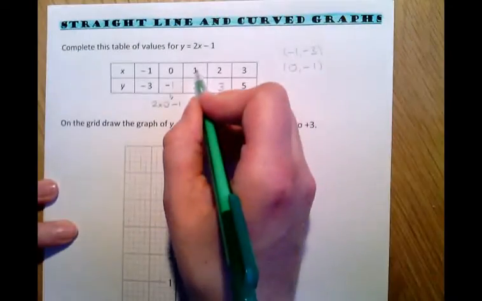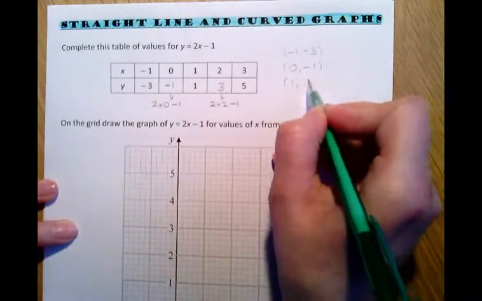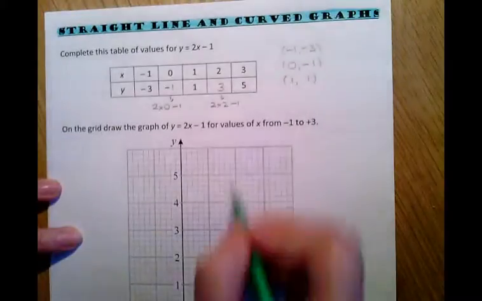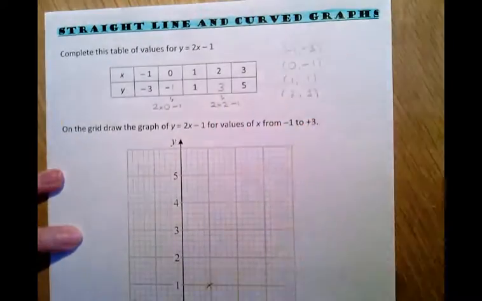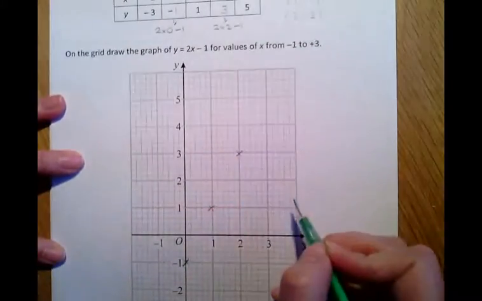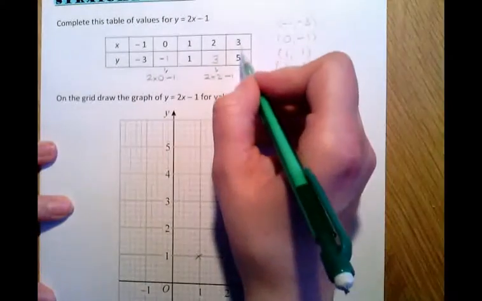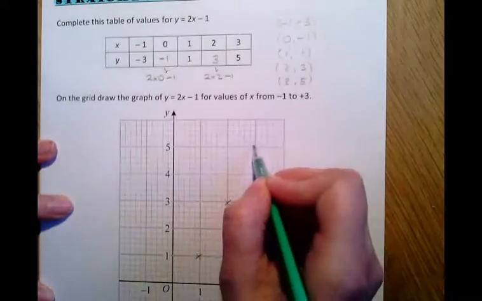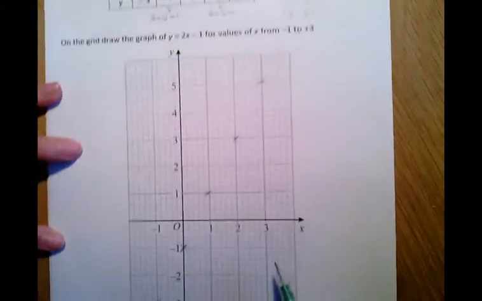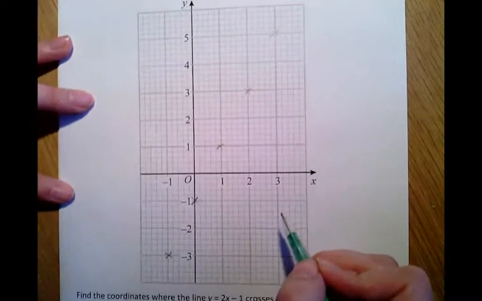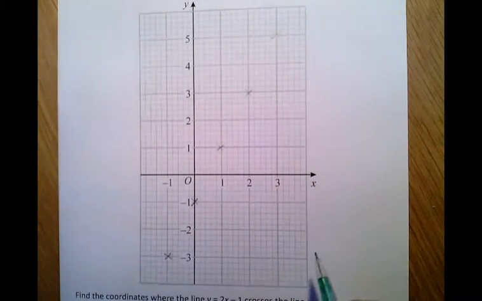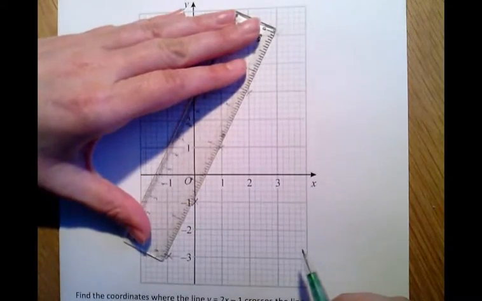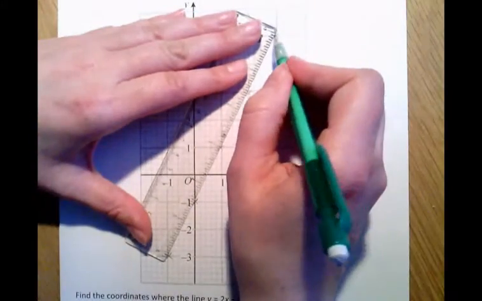Next point then, 1 and 1. So 1, 1. Go across 1 and then up 1. Remember, you always go across first. Then 2, 3. Go across to 2 and up to 3. And then the last point, 3, 5. So x is 3, y is 5. So go across to 3 and then up to 5. So once you get your graph like this, that will get you nearly all the marks, but the last thing that you've got to do is actually join all of your points up to make a proper straight line graph.